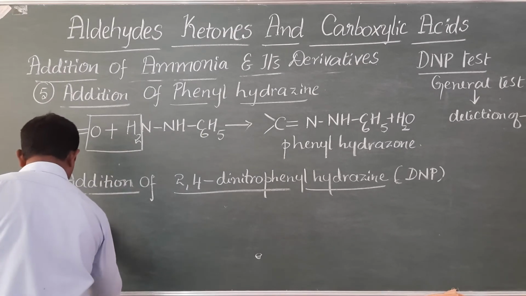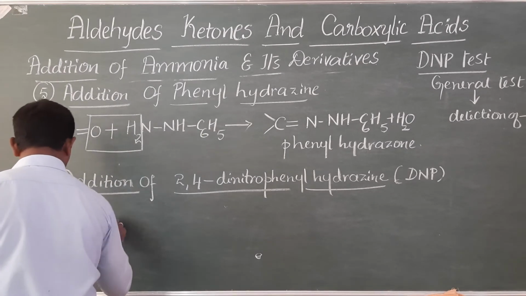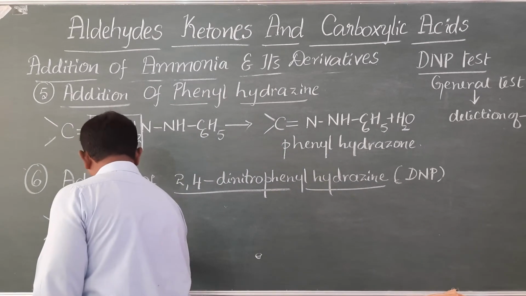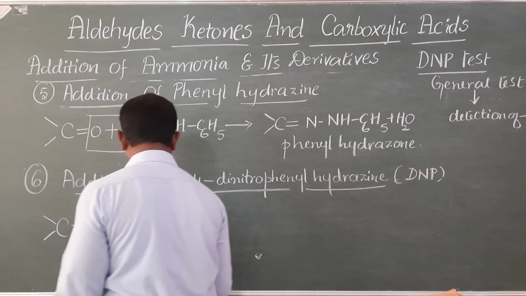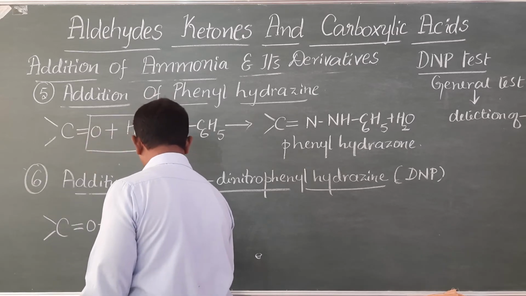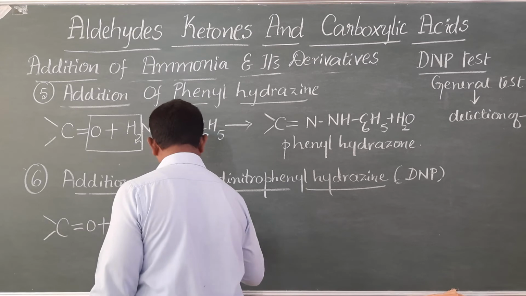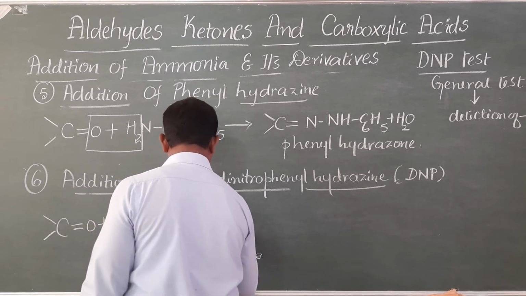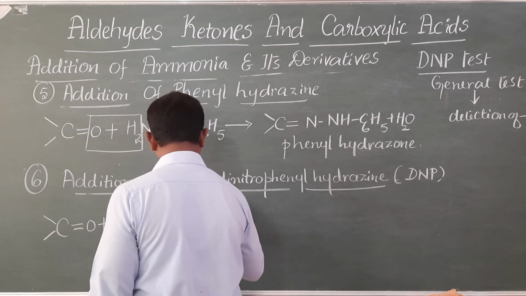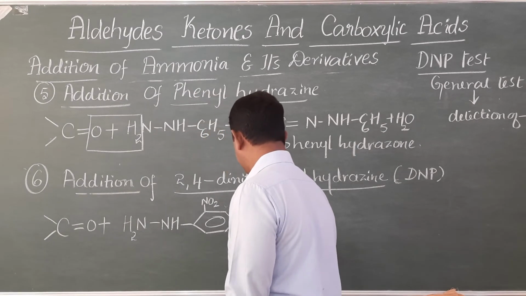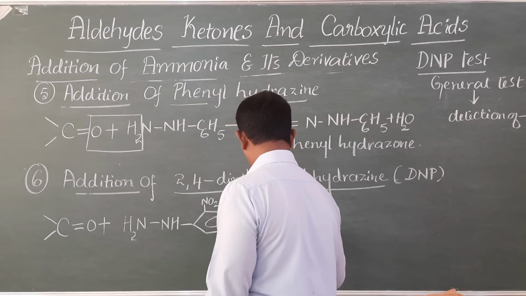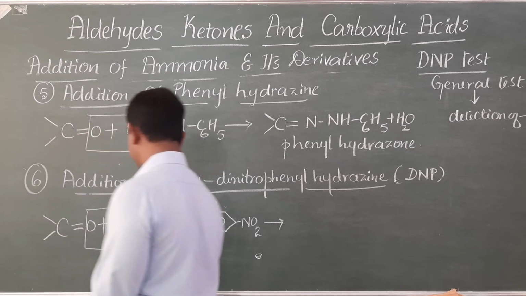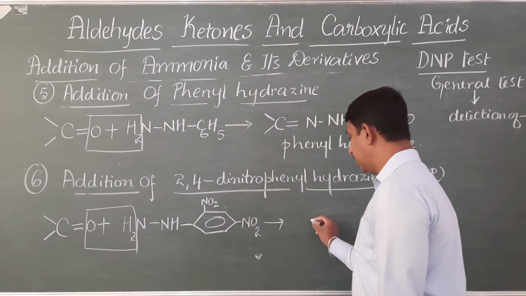It is C double bond O, aldehyde or ketone. It is made to react with phenylhydrazine. Sorry, 2,4-dinitrophenylhydrazine. H2N, NH, then the aromatic ring, benzene ring, NO2 at second position, third one, fourth one, again NO2. Remove water, H2O. I can complete the equation.